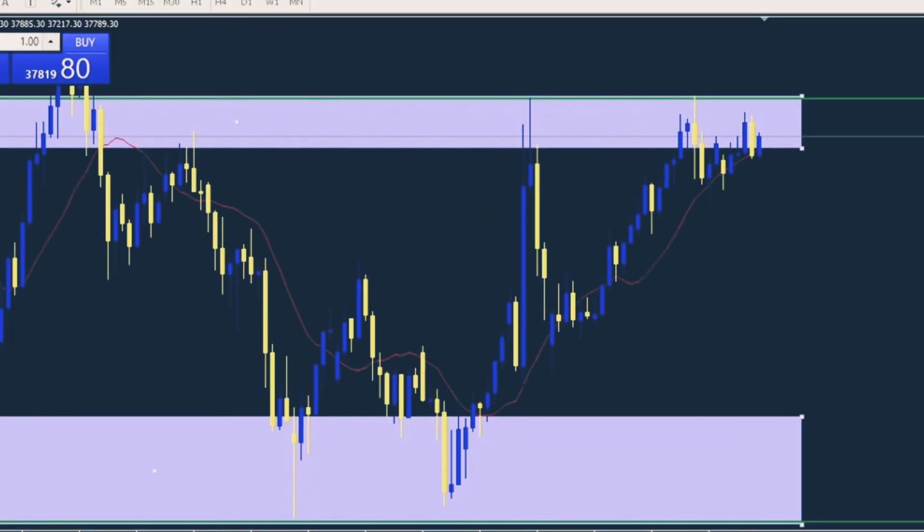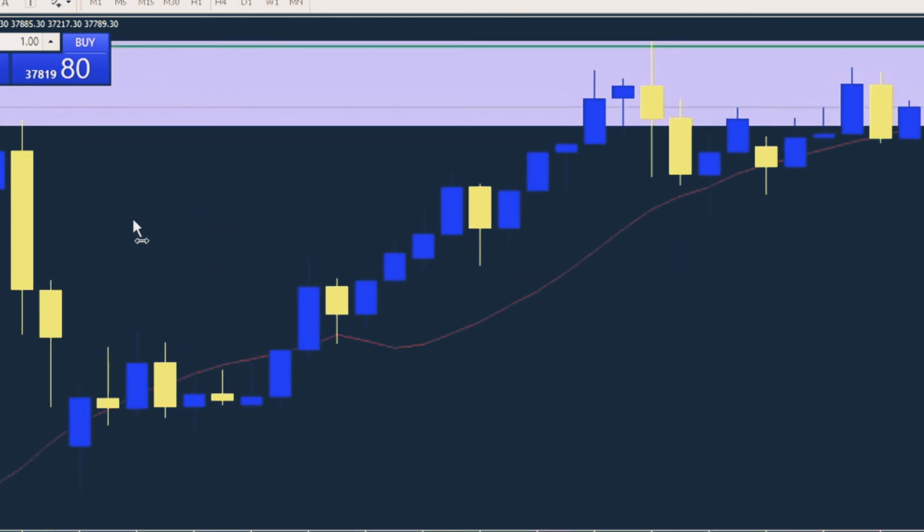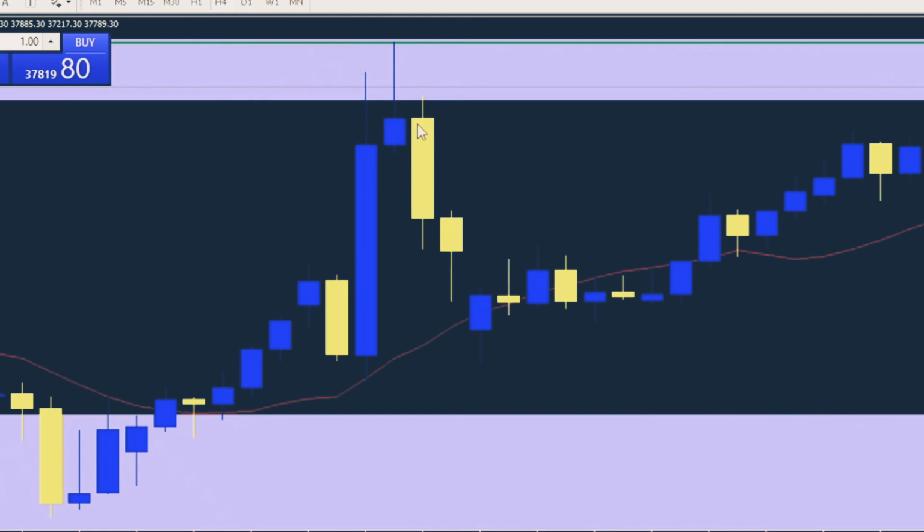I think this pin bar, let me zoom it so you can see, is actually responsible. It's actually responsible for this retracement that you see here, this pin bar, right? This is a very good signal.